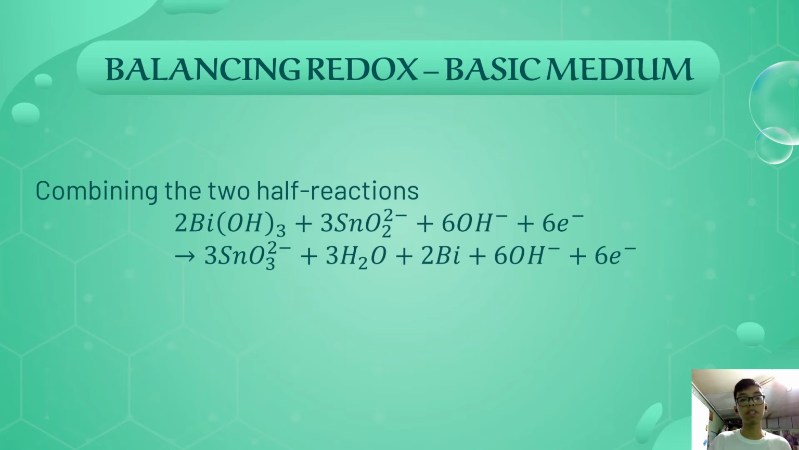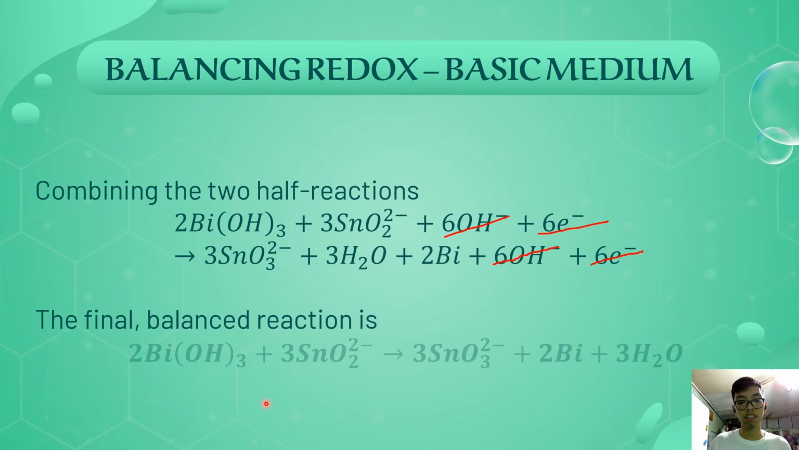And then we will be combining the two half reactions. Again, we will be canceling the terms that appear on both sides. In this case, it's the 6 OHs and the 6 electrons, which gives us a final answer of this: 2Bi(OH)3 plus 3SnO2 2 minus goes to form 3SnO3 2 minus plus 2Bi plus 3H2O.